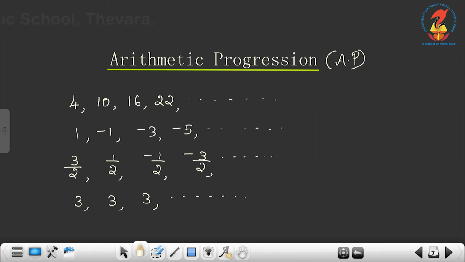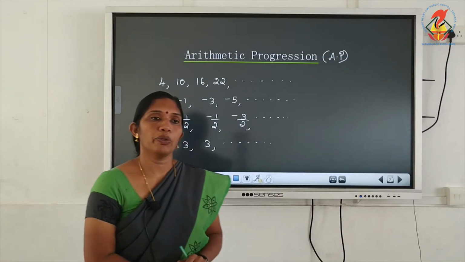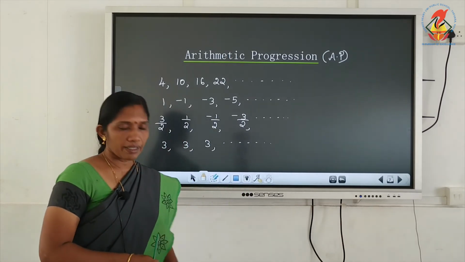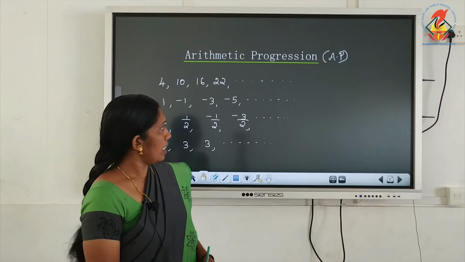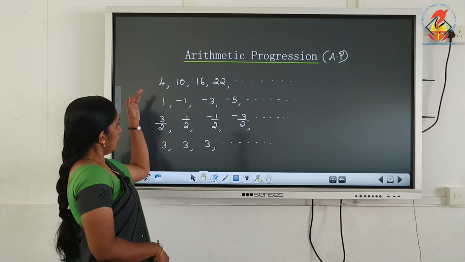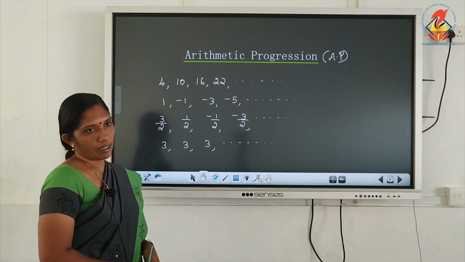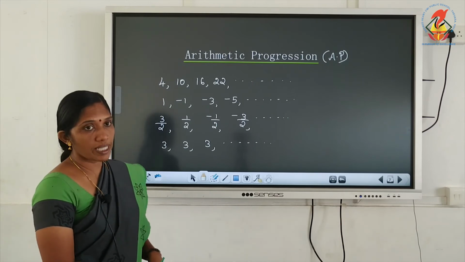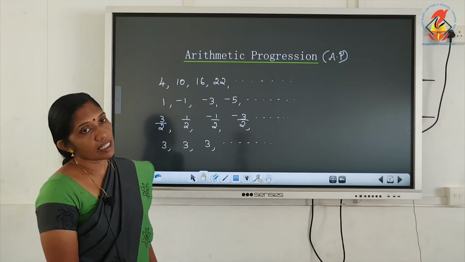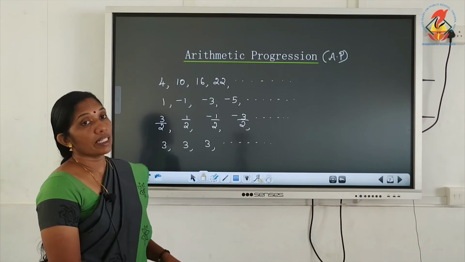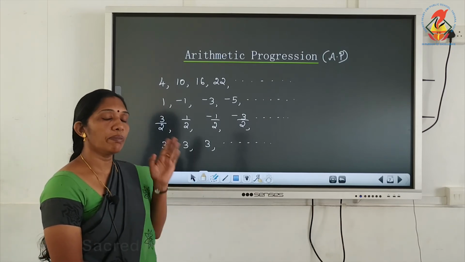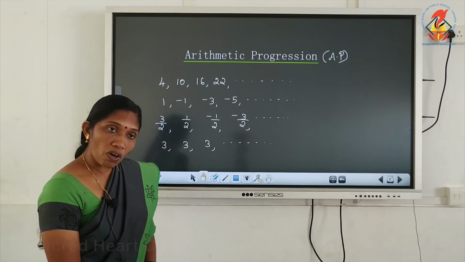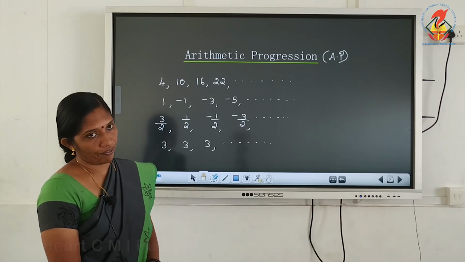Now the next topic in this chapter is arithmetic progression. Already in 10th standard you have studied this arithmetic progression. So just we can revise. Look these sequences. Arithmetic progression means that is also a sequence. It is defined as in the sequence each term is obtained by adding a constant to the preceding term. And that constant is known as common difference.